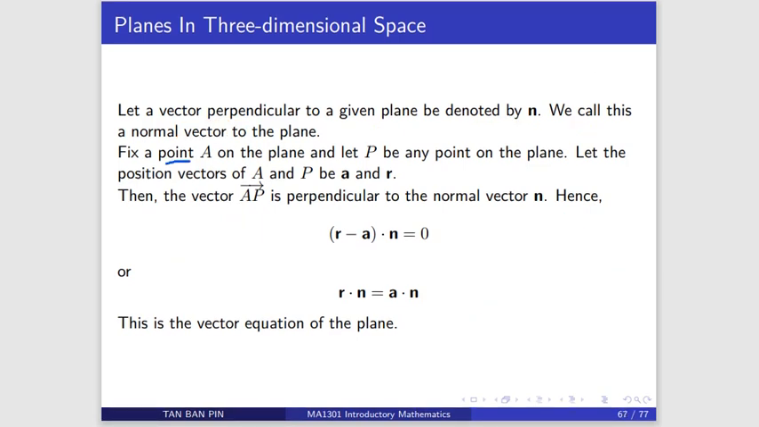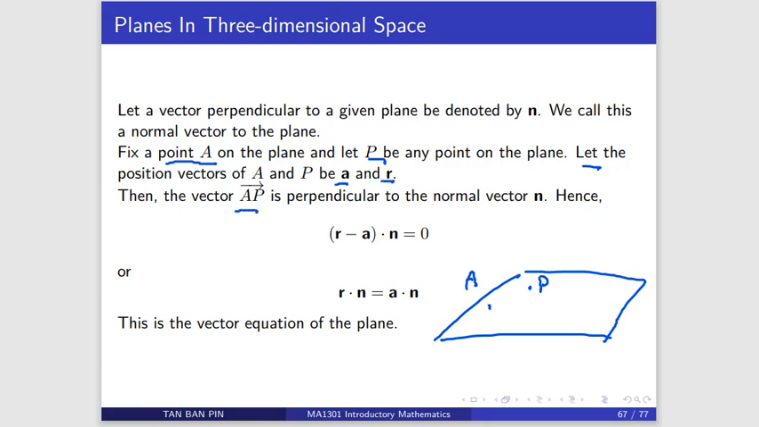So let's fix a point A on the plane. So A is on the plane. And let P be any point on the plane. So we have another point P on the plane. And let the position vector of A and P be small a and small r. Then vector AP is perpendicular to the normal vector.